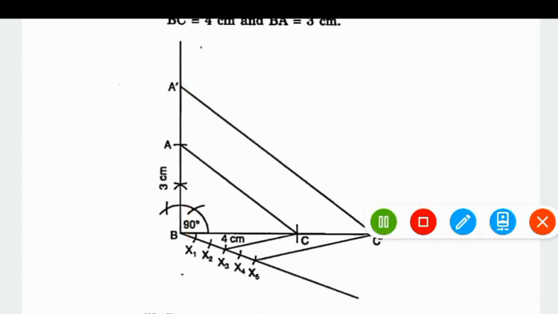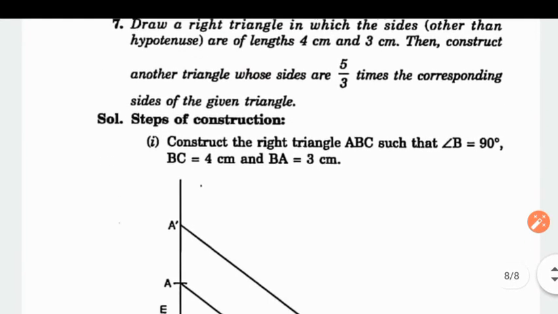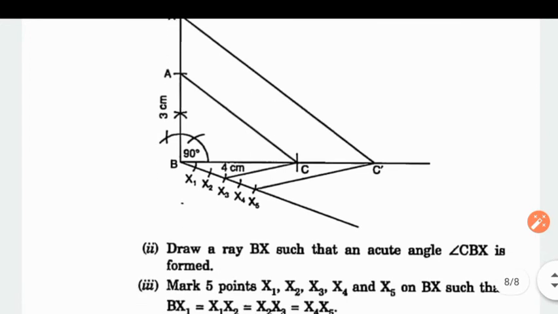Now at the point B, put your compass at the point B, cut here with the radius of 3 centimeter, as AB is 3 centimeter. Now join this and this, right? Triangle ABC is completed. Now see what is the scale factor. Scale factor is 5 by 3. So 5 is greater than 3.